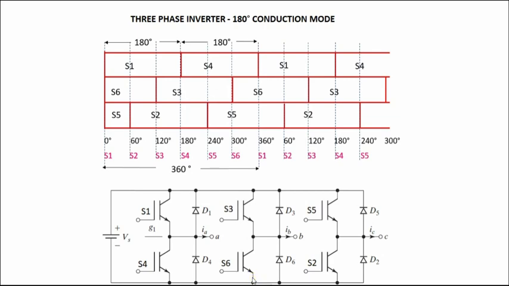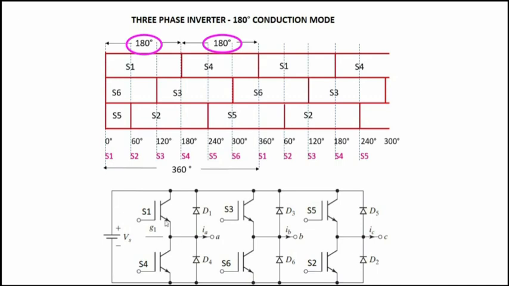Now let's see the operation of three-phase inverter in 180 degree conduction mode. Here at any instant, any particular switch will be conducting for 180 degree time period only. For instance, the switch S1 which is present in this branch is triggered at 0 degree and will be conducting for 180 degree time period. Then after 180 degree time period, switch S1 is turned off. Then the switch S4 which is present in the same branch is triggered and will be conducting for 180 degree time period till 360 degree.